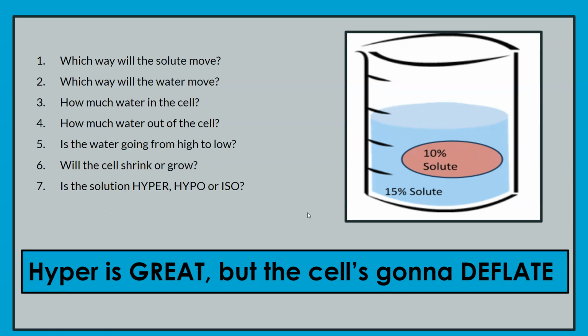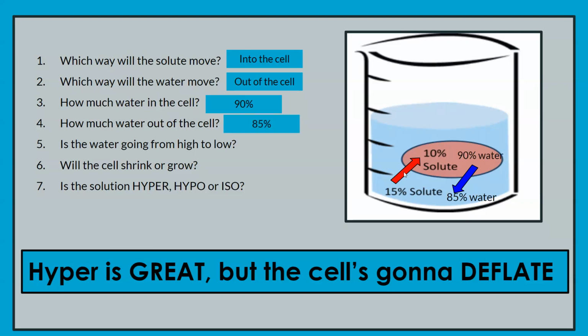Okay, in this, we're not going to go over all these questions, but in this image, it says which way will the solute move? So solute moves from high to low, so it's going to go in, and therefore water is going to come out. Now, is water going from high to low? Yes, it's always moving from high to low because it's a passive transport. But here's the big question. Will this cell shrink or grow?